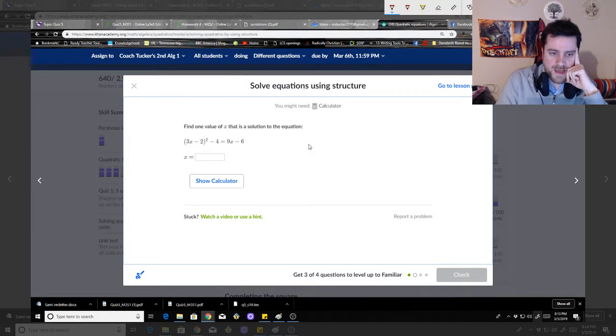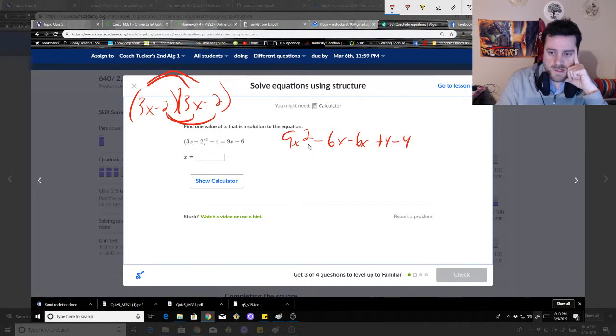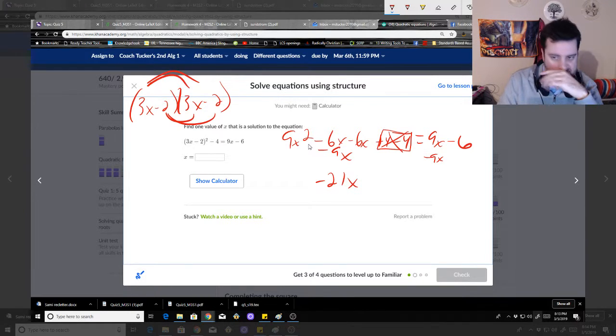First, multiply that out. So 3x minus 2 times 3x minus 2. That's 9x squared minus 6x, minus 6x, plus 4. Minus 4 equals 9x minus 6. So the 4's cancel each other out. You've got negative 12x here, and you subtract 9x over. So that's negative 21x. You're going to add the 6 over. Make that equal to 0. And so you have 9x squared minus 21x plus 6 equals 0.